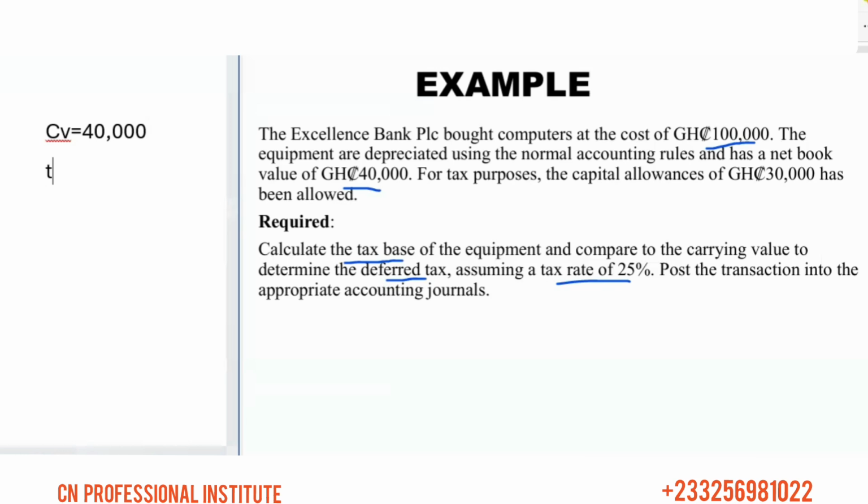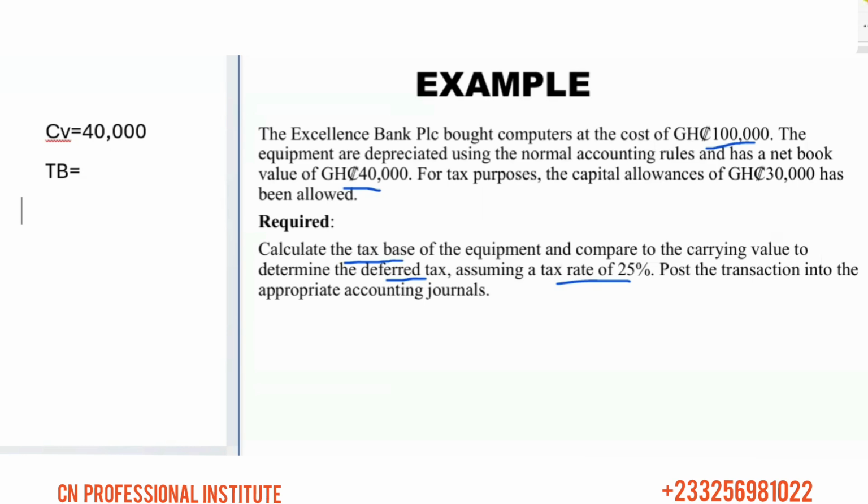Then the tax base, the TB, what's the tax base of this asset? The tax base will be the cost minus capital allowance. The current value will be the cost minus what? Depreciation. Current value will be cost minus depreciation. Tax base will be what? The cost minus capital allowance. By this question, we've been given the current value already. The depreciation was deducted from the cost and we got a net book value, or current value, of 40,000.